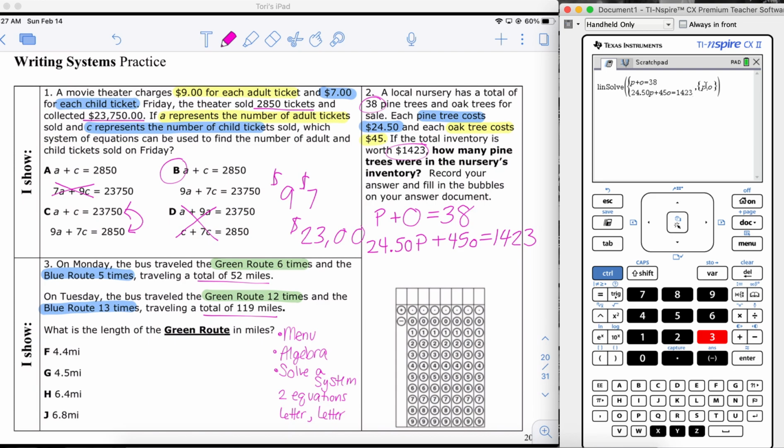All right, when I do this, it's going to give me the answer. And my order will be the same order I typed it in up here. So when I press enter, that first number, 14, that's my P. The second number, 24, that's my O. So if I read the question again, how many pine trees were in the nursery's inventory? P for pine tree is 14.